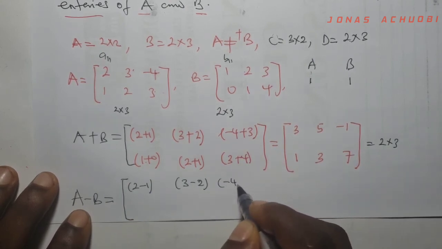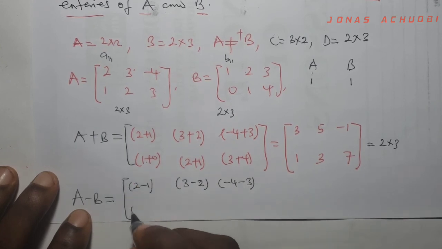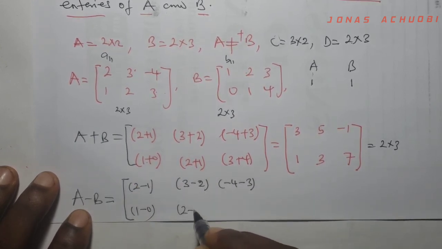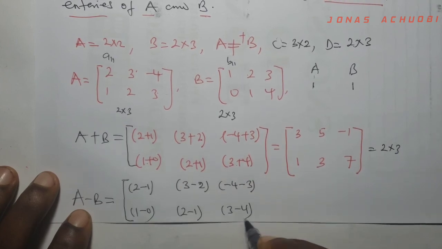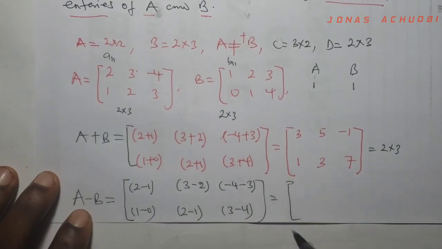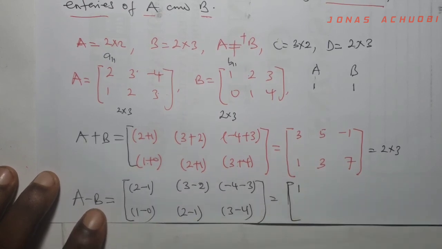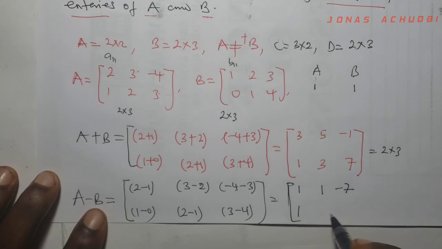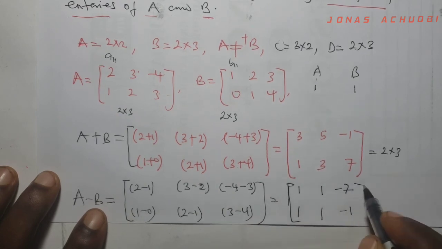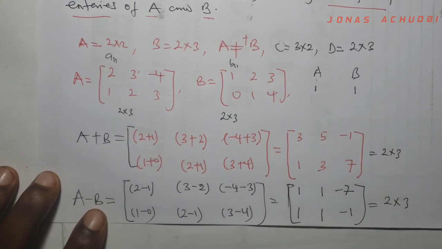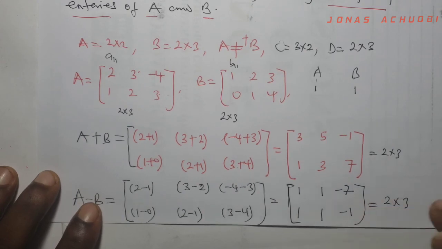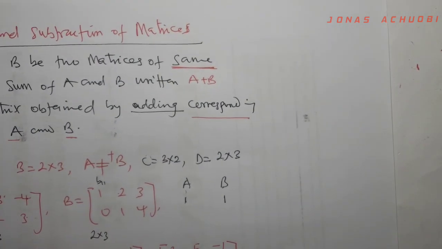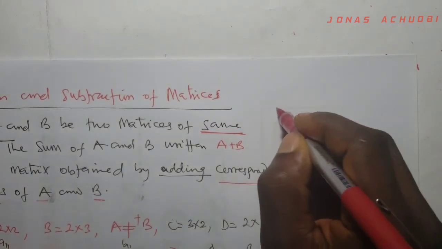The next one will be negative 4 minus 3, and now subtracting. Here will be 1 minus 0. Here will be 2 minus 1. Here will be 3 minus 4. And what would that be? Let's see. 2 minus 1 is 1. 3 minus 2 is 1. Negative 4 minus 3 is negative what? 7. 1 minus 0 is 1. 2 minus 1 is 1. 3 minus 4 is negative 1. And that again is a 2 by 3 matrix. So once again, when you subtract two matrices of the same order, you get a third matrix of the same order. Let's see one counter example before we leave this place now.